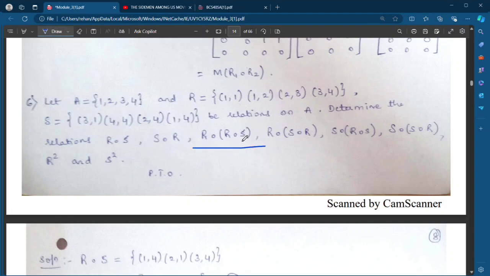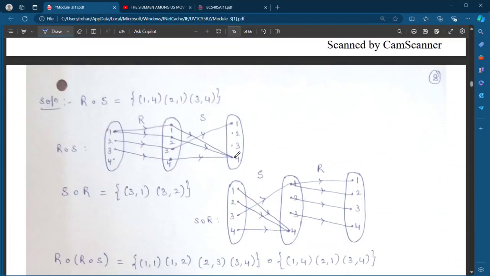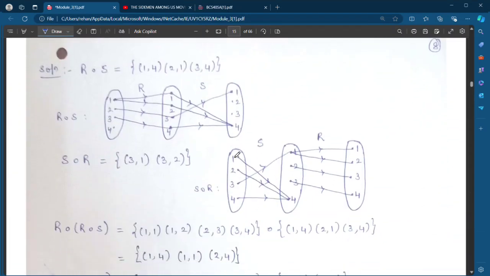Then similarly this question, they have asked R composition S, then again S composition R. First you have to find this thing, then again you have to take the composition like this. Nothing is difficult, right? That only you have to take. See here R to S. So from this you can figure out how many elements I have: one element, two element, three element, four element. So my R composition S will have four elements.